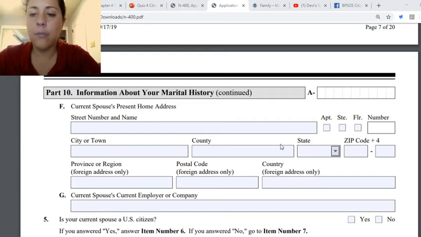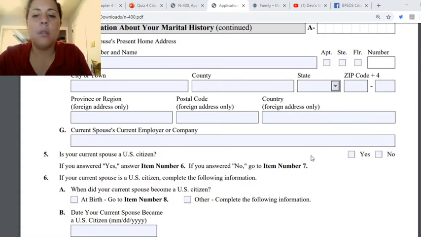1532 West Broadway Street, remember ST is the abbreviation for street, apartment 32, then you will write 1532 Broadway Street, check the apartment box, and inside the box number, you will write 32. Then you have city.